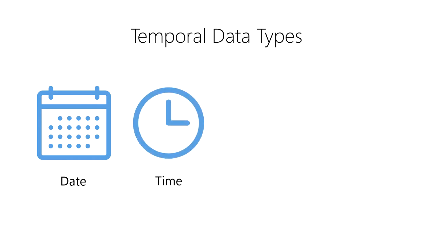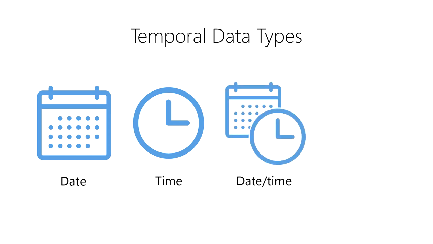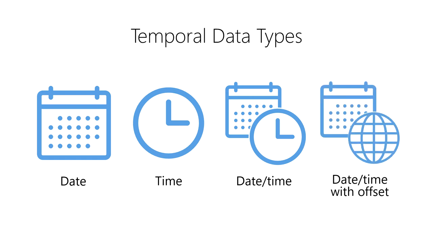A time data type is used when we just need to represent an hour, a minute, a second, and a millisecond, but not a date. Third, we have a date-time data type, which represents both a date and a time of day. This data type is used when we need to represent time across days. Fourth, we have a date-time with time zone offset. This data type is used when we need to represent dates and times across multiple time zones around the world.